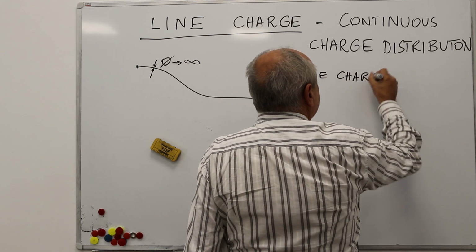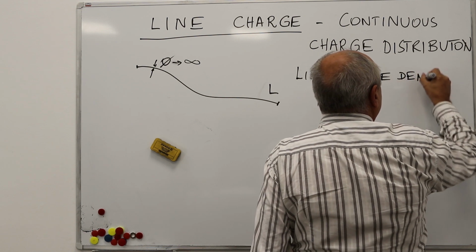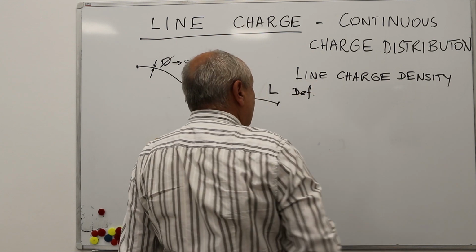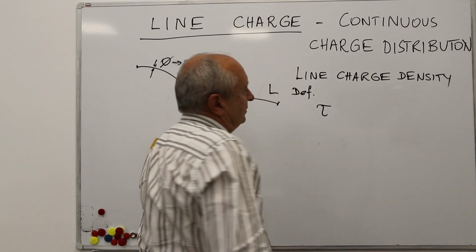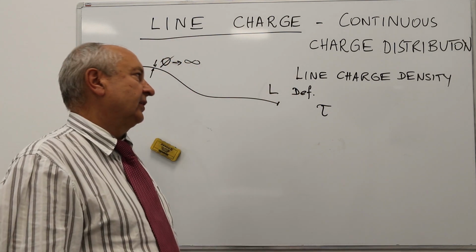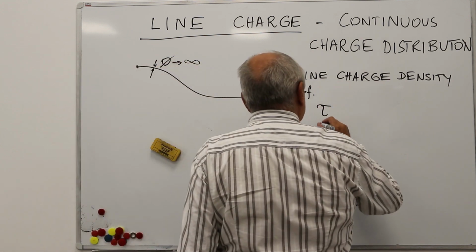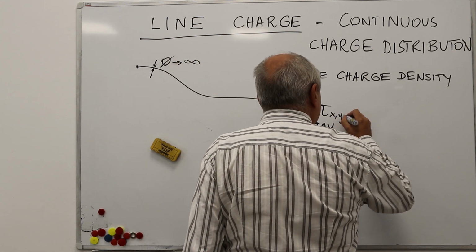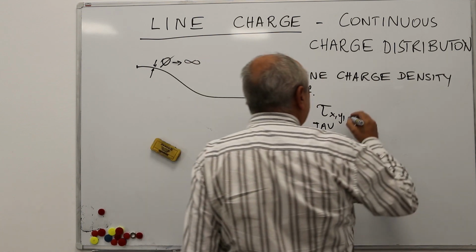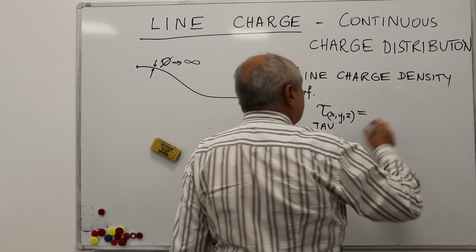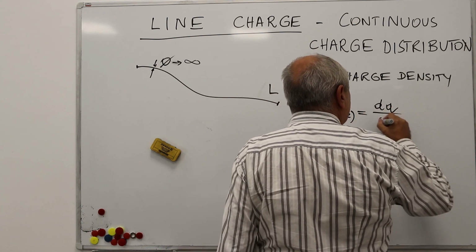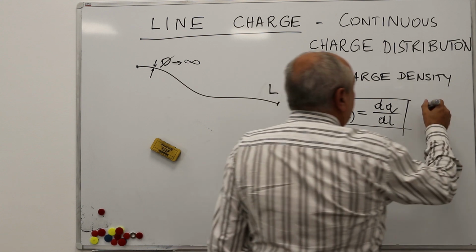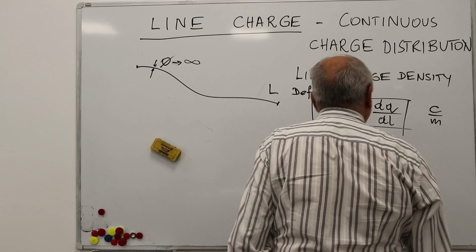Line charge density. Definition. For line charge density, we reserve the Greek letter tau, and the density at point x, y, z is defined as dq divided by dl. The unit is Coulomb per meter.